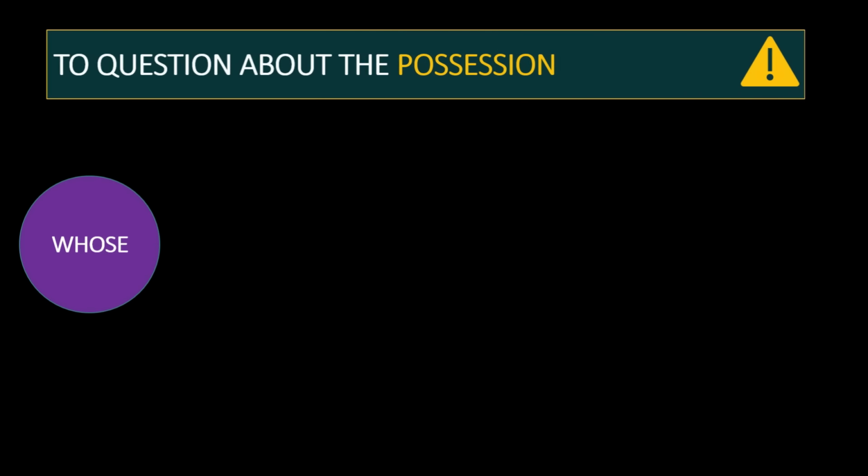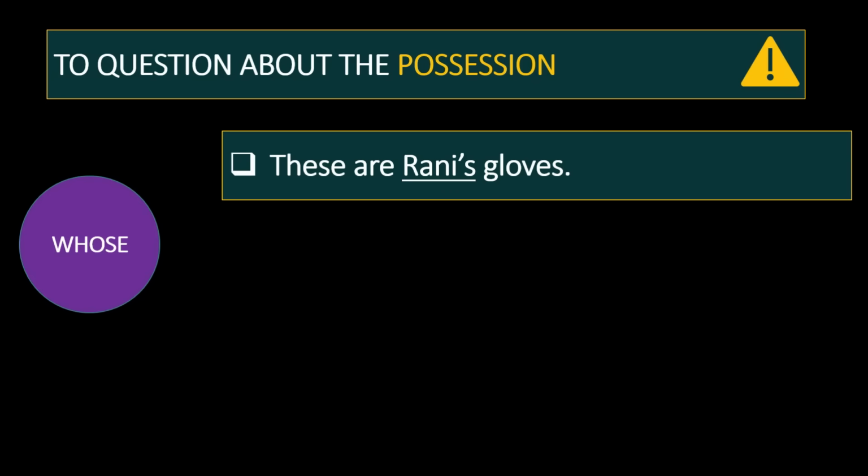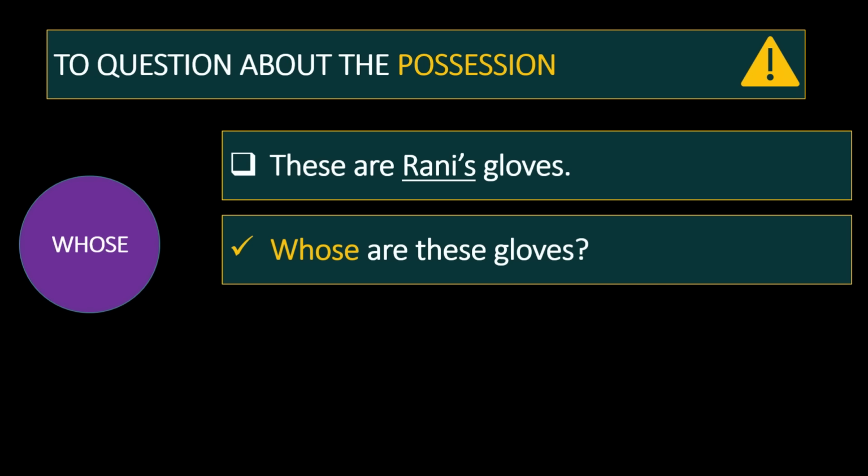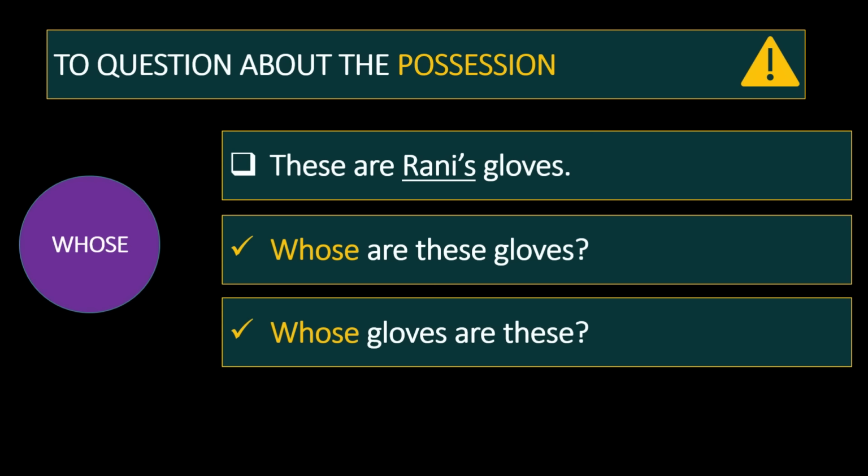Again with whose, and this time a different sentence. These are Rani's gloves. Again, the position of this possessive word changed. Now, how can you ask a question with whose? Actually, you can do that in two ways. Whose are these gloves? Or you can say, whose gloves are these? I think you are comfortable with the second one. Whose gloves are these? This sounds more natural than the first one.